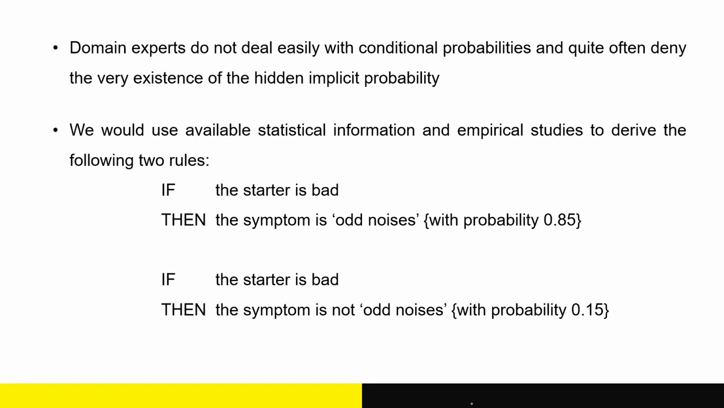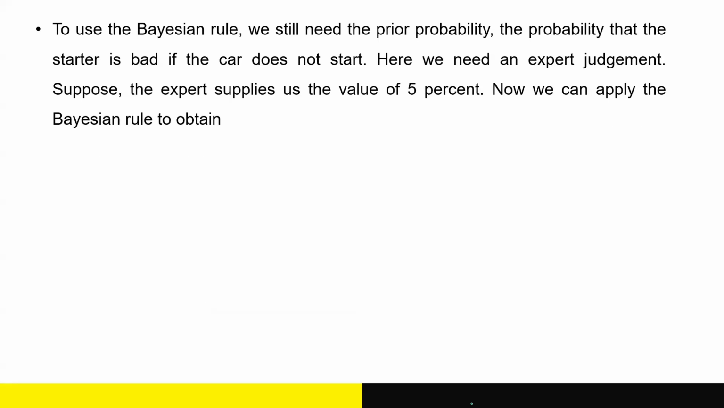Domain experts do not deal easily with conditional probabilities and quite often deny the very existence of the hidden implicit probability. We would use available statistical information and empirical studies to derive the following two rules. If the starter is bad, then the symptom is add noises with probability 0.85. If the starter is bad, then the symptom is not add noises with probability 0.15.